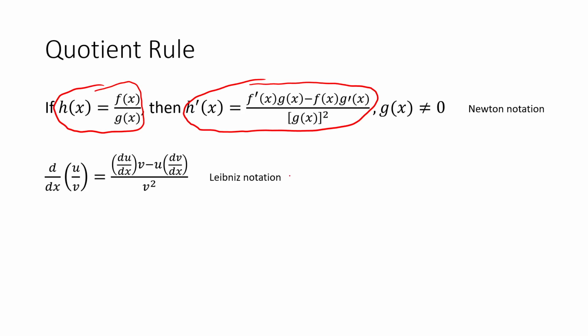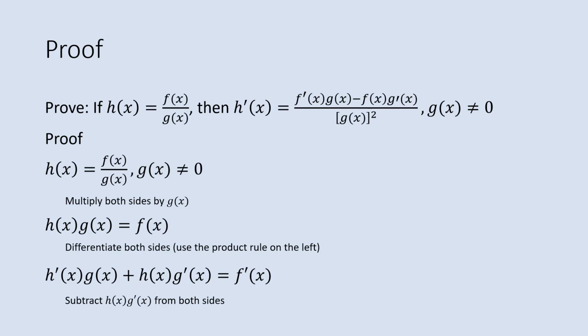There's also a Leibniz notation for it. For this proof, we'll focus on the Newton notation for the quotient rule. So how do we prove such a thing? Well, let's start with h of x equaling f of x over g of x. Okay? So we're going to begin with that.